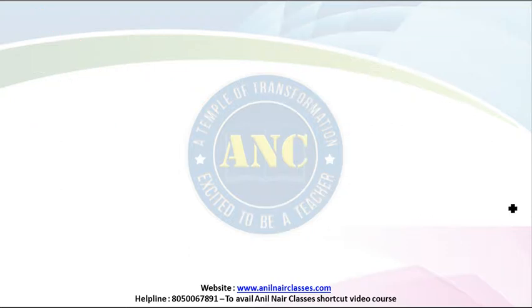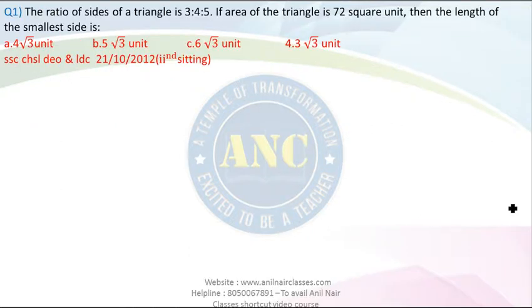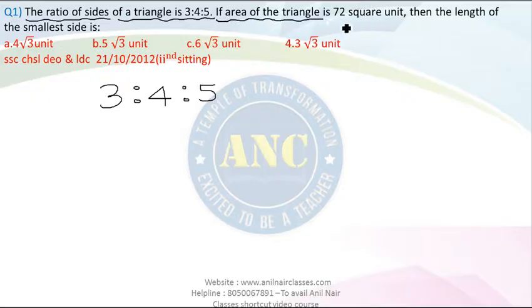Now, let us start solving some problems based on this. If you observe this question, the first statement says the ratio of sides of a triangle is 3:4:5. The second statement says if the area of the triangle is 72 square unit, then the length of the smallest side will be how much? Now see here, sir.